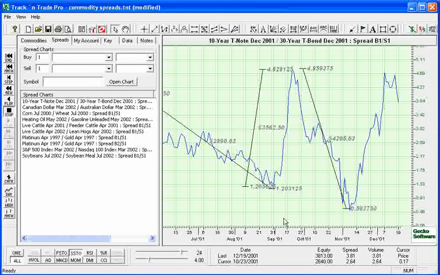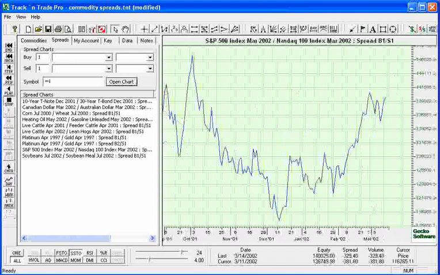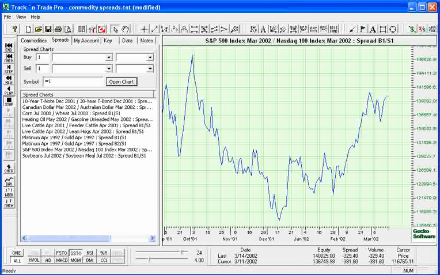We could also take a look at, let's look at your SAPDAC. Let's take a look at the S&P 500 versus the NASDAQ 100, or large caps versus small caps. This is your favorite SAPDAC spread.